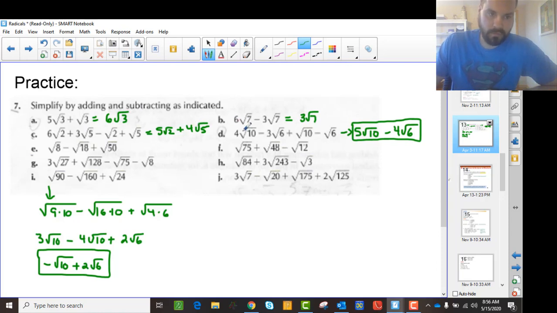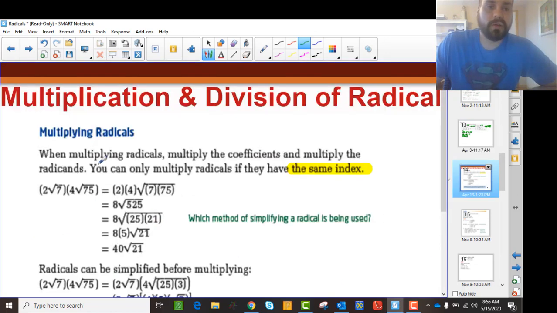So I'll leave the other ones there for you to practice. We don't need to go through every single one of them, but that's the idea. Now, these are all square roots. If we look at some of the other things, you could do the same thing with cube roots.